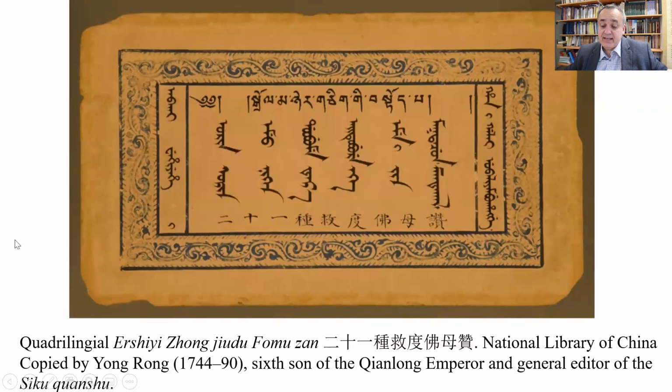And from 1780, we can go back a little bit and see, for example, this manuscript. So this is handwritten. These are praises of the Buddha's mother, or hymns. And the calligraphy was done by the sixth son of the Qianlong emperor, who was also the general editor of the Siku Quanshu. So it's obvious that Qianlong was very fond of this kind of layout for scriptures or for other Buddhist texts. And here we have an example of his son copying it. So this is at the National Library of China.